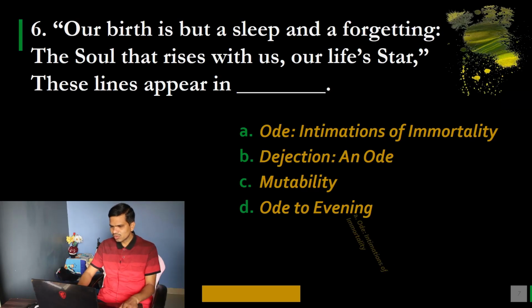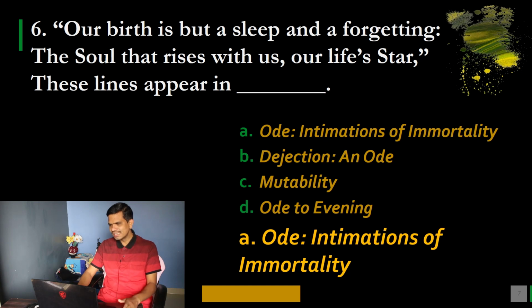any competitive exams or exams like SET, State Eligibility Test, or National Eligibility Test, or JRF, you need to study in this way. This type of questions often are asked in exams like NET or SET. So please consider this. And here we have correct option A, Ode, Intimations of Immortality. These lines appear in William Wordsworth's Ode, Intimations of Immortality.